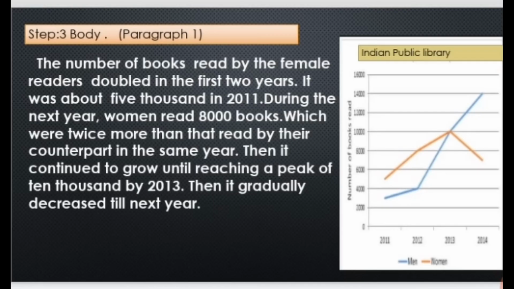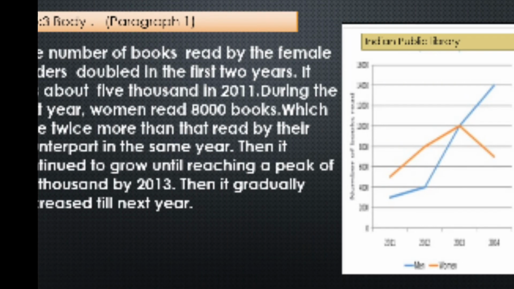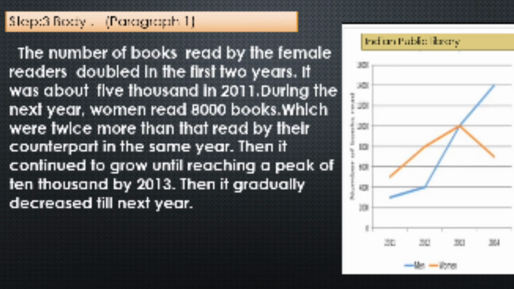The next very important thing is the main body. Here the body is divided into paragraph 1 and paragraph 2 so that we can give the comparison of the female as well as male readers. In the first paragraph it is about women. The complete data is given about the women readers, like how many books they have read, in which year, how many books they have read. So this is the paragraph which presents the women readers' data.